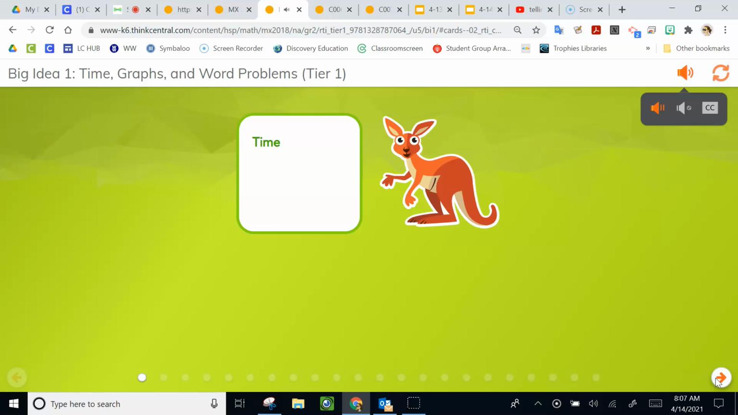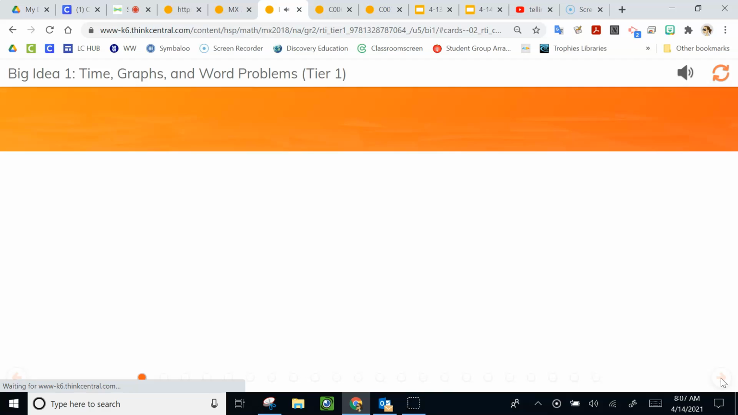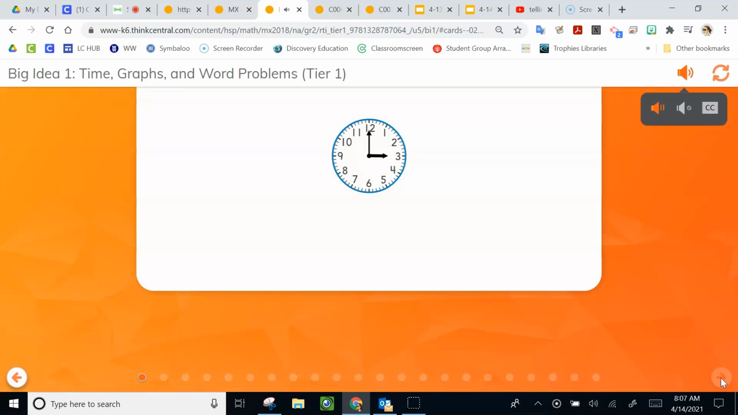Let's learn about time together. A round clock like this one is called an analog clock. An analog clock uses hands to show what time it is. The shorter hand is the hour hand. The longer hand is the minute hand.